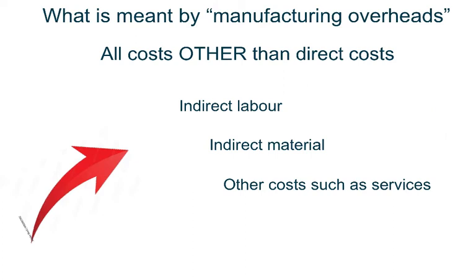So if we look at manufacturing overheads, remember we discussed manufacturing cost, and now we are looking at manufacturing overheads. This is really all the costs other than your direct cost. So that will be your indirect labor, your indirect material, and other costs.